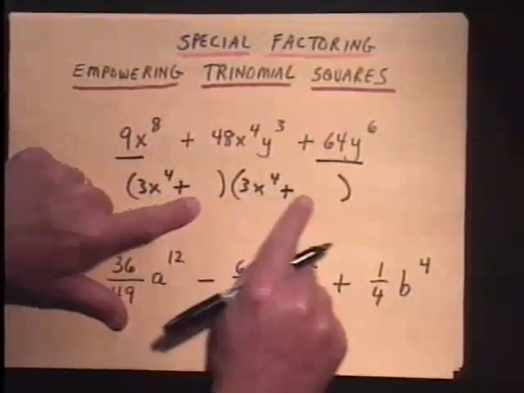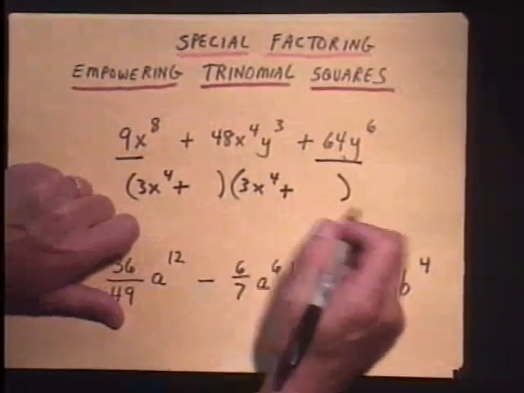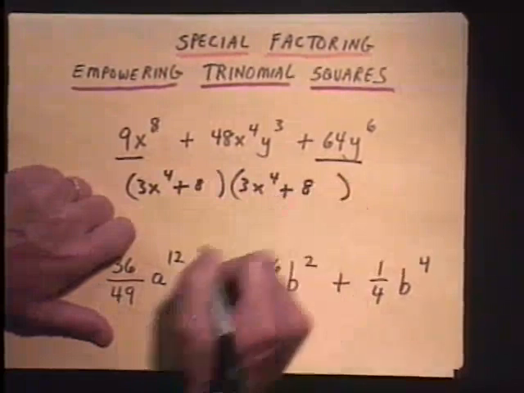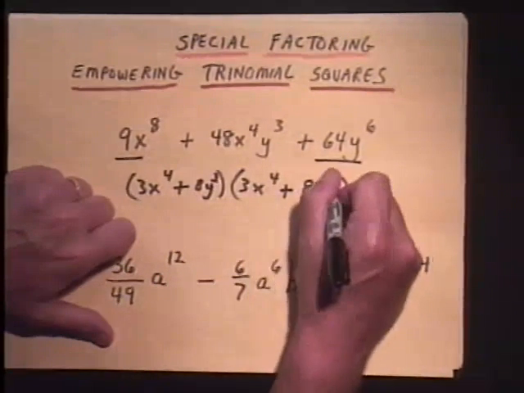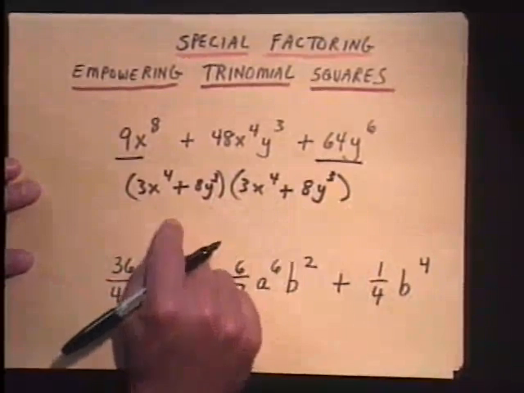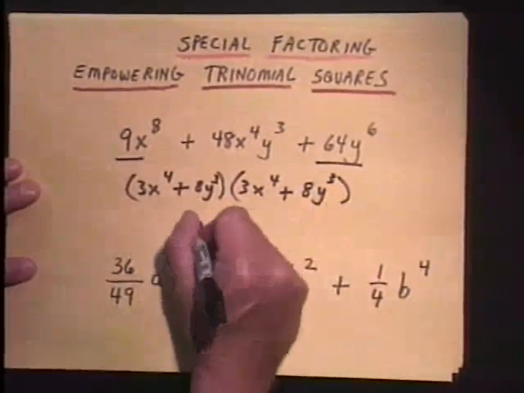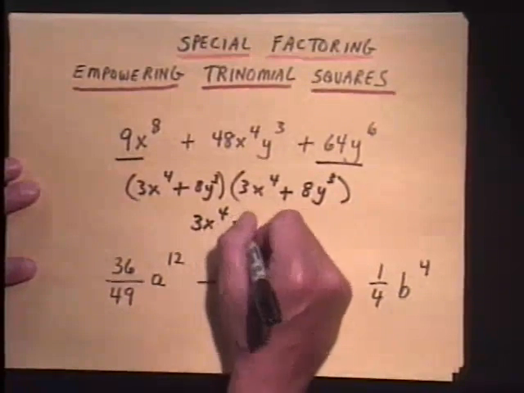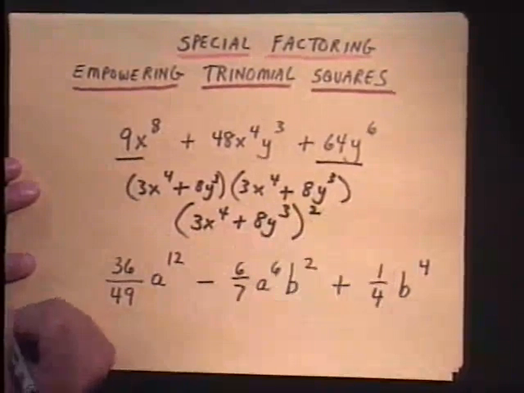And to get the last two terms to give me the 64y to the 6th, it would have to be 8 to get the 64. And what? Y cubed. That one's such a large answer, I had to crunch it in there. So there is your factored answer. And if we wrote it sophisticatedly, we could write 3x to the 4th power plus 8y cubed, quantity squared.